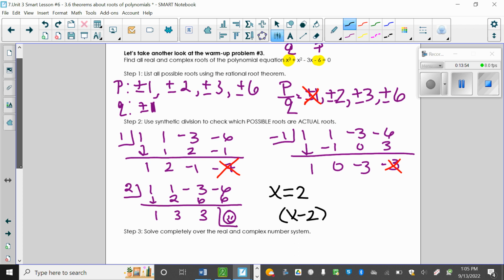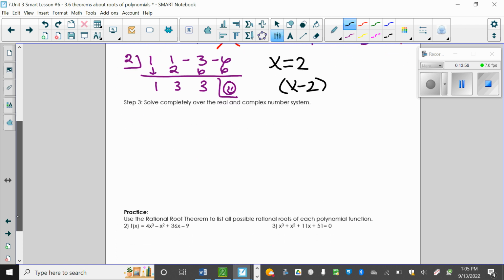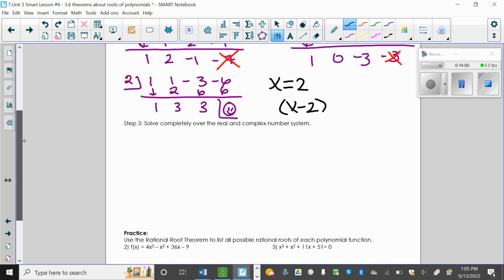All right. So let's solve completely over the real and complex number system. Now that I know that x equals 2, I divided by x minus 2, and I was left with the quadratic x squared plus 3x plus 3. This quadratic is not factorable. It'd be wonderful if it was, but it's not. So I have to solve for the remaining roots.